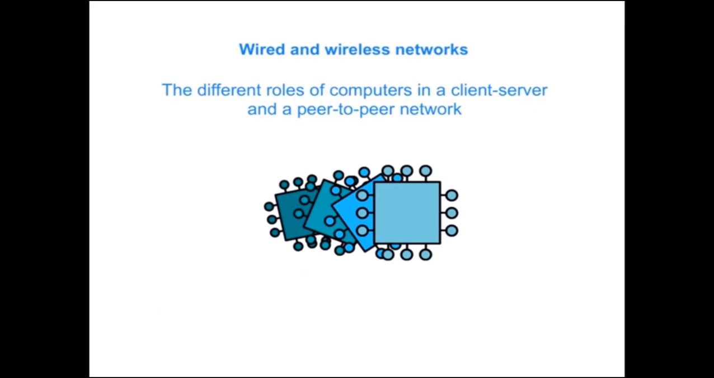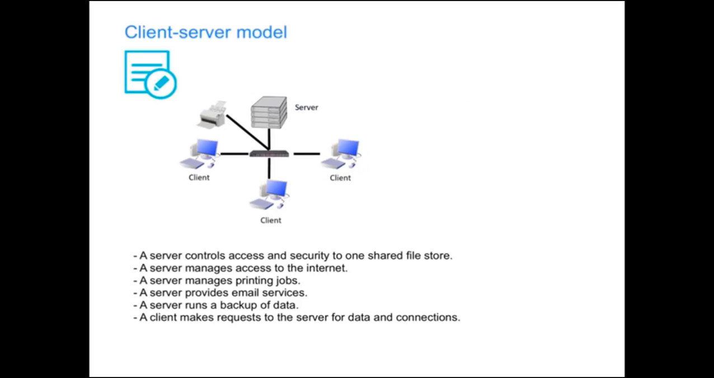In this video, we explore wired and wireless networks. We think about the different roles of a computer in a client-server and a peer-to-peer network. A server is a special computer on a network that is not used as a workstation, but is a computer dedicated to serving files and managing services. Both local and wide area networks can operate either with a server or without a server. A network that uses a server is called a client-server model. A network that does not use a server is called a peer-to-peer model.